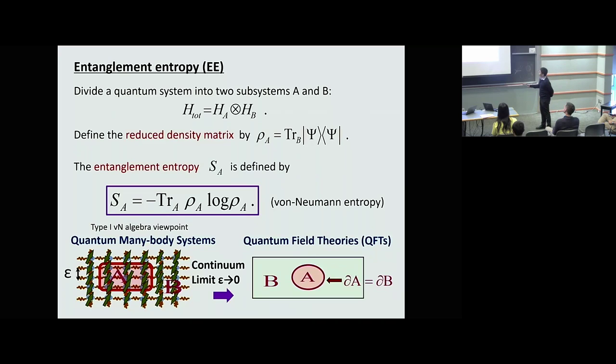So we have some discretization of this quantum field theory in terms of quantum many-body systems. We assume the Hilbert space is factorized into A and B, and we define the reduced density matrix just by tracing out B. This is a sketch of the ground state wave function example. We trace out, and we can define entanglement entropy as usual. It's the von Neumann entropy, minus rho_A log rho_A. So this is the definition of entanglement entropy in this talk.